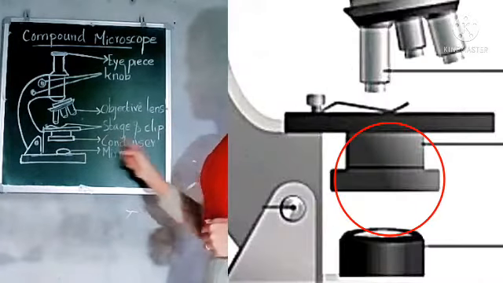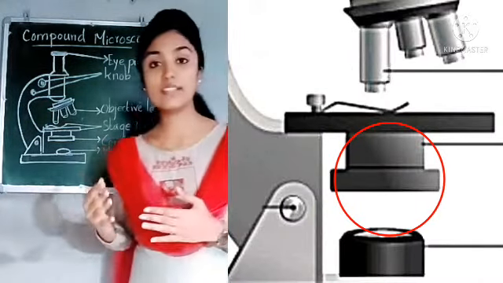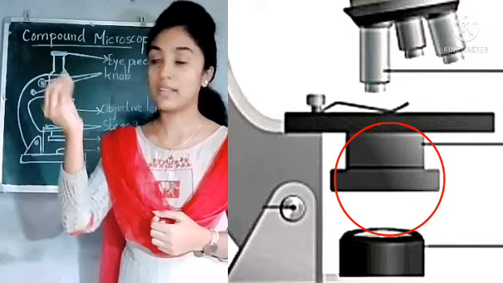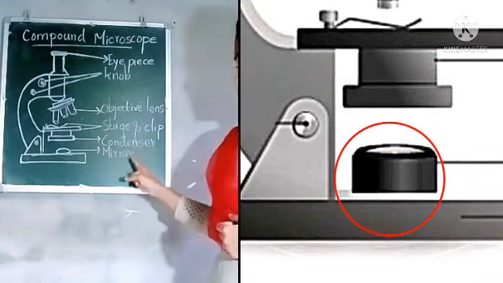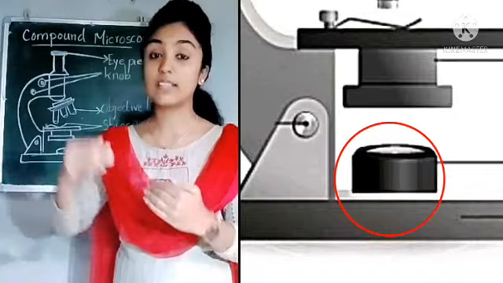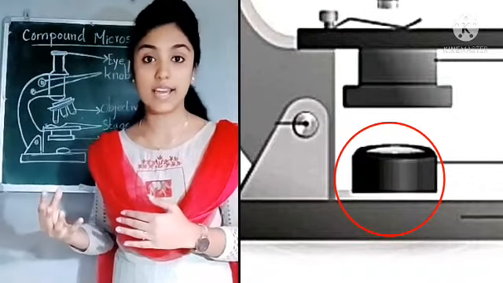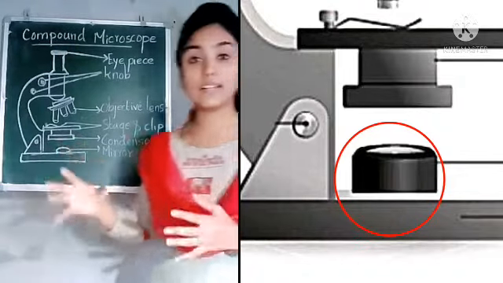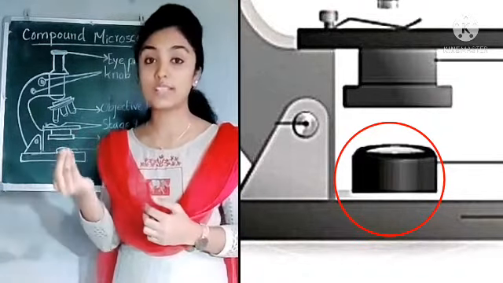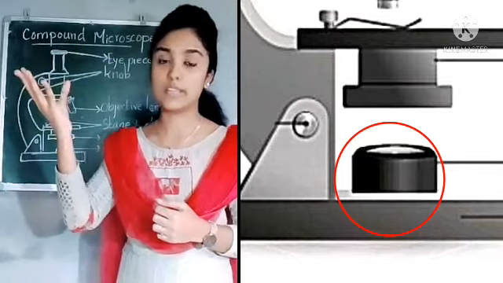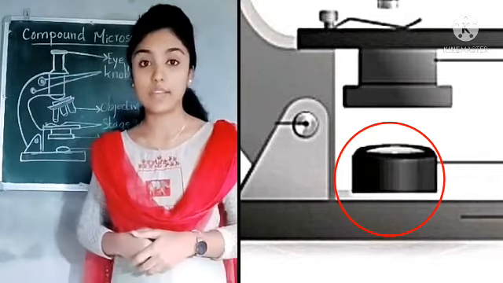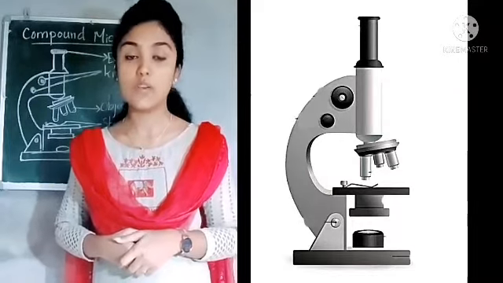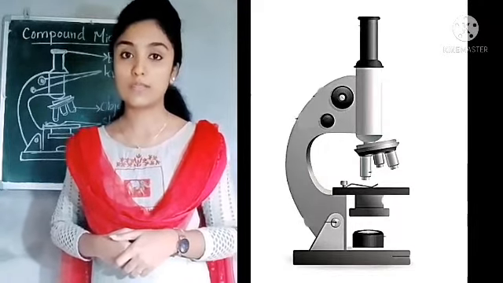Then the next part is condenser. Condenser focuses the light towards the object. Then the last part is mirror. Mirror collects the sunlight or artificial light and it reflects towards the condenser so that the condenser can focus the light towards the object and we can see the object very clearly. So these are the functions of the different parts of compound microscope.